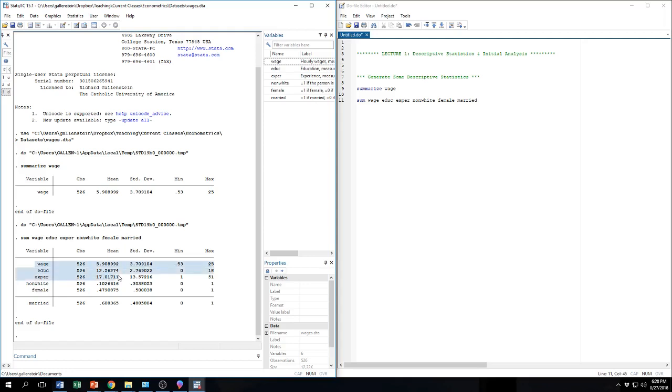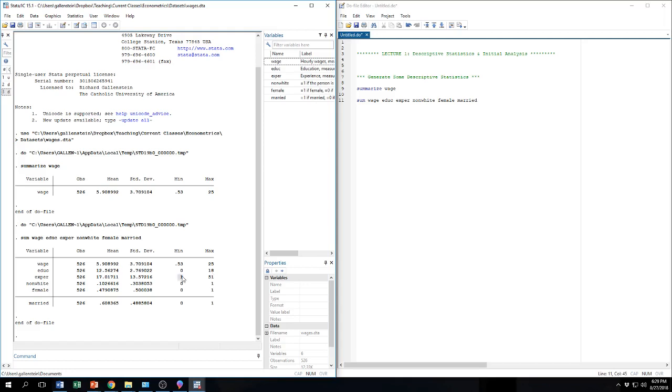Now, these are continuous variables, so they are really easy to interpret. It's $5.90 an hour, 12.6 years of schooling, 17 years of experience. We can look at the standard deviation. We can look at the min and the max. The minimum level of education is 0 and the maximum is 18.